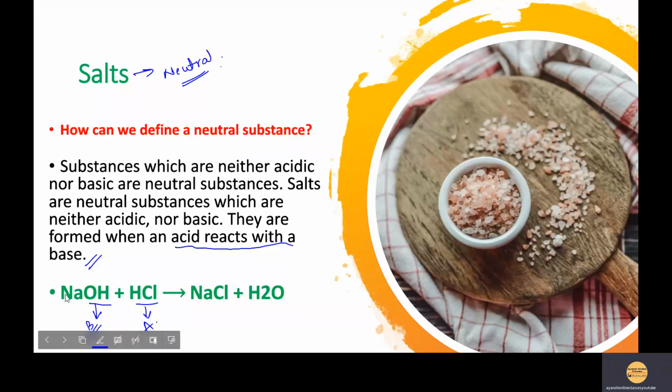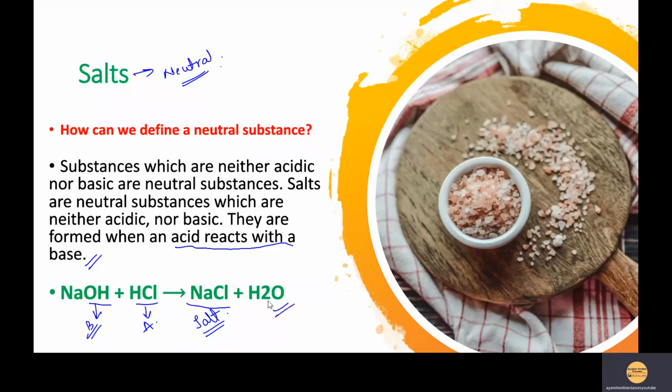Now when this sodium hydroxide, which is a base, reacts with the acid, hydrochloric acid, you are going to get NaCl. That is nothing but the common salt which we use at home for cooking, and without which the dishes are almost incomplete. And as a byproduct, water will be given out.